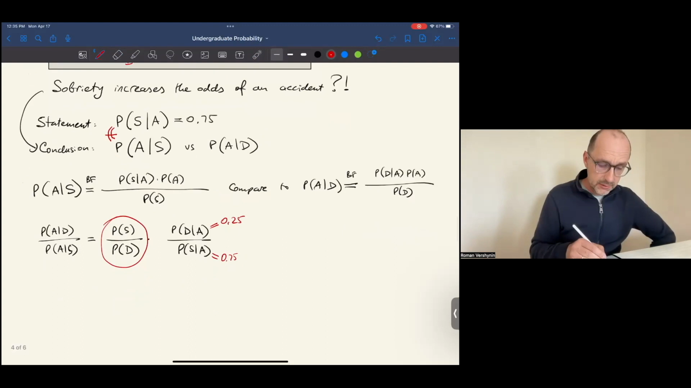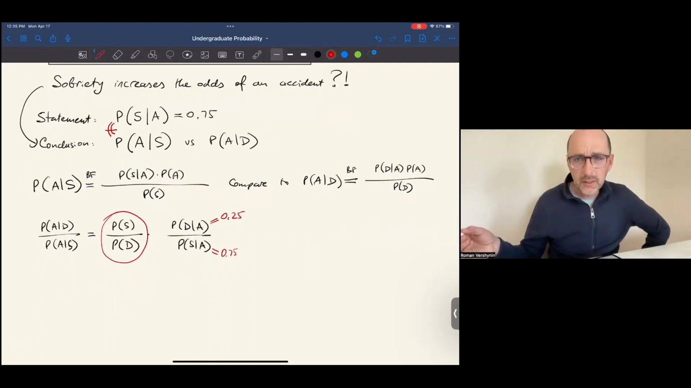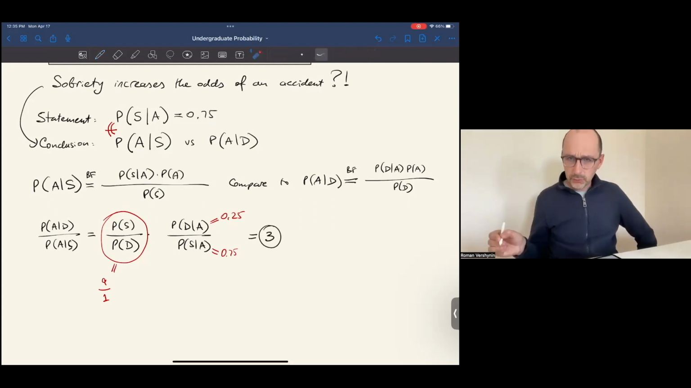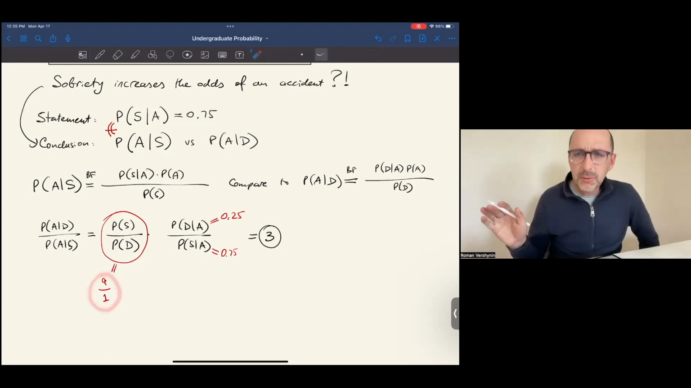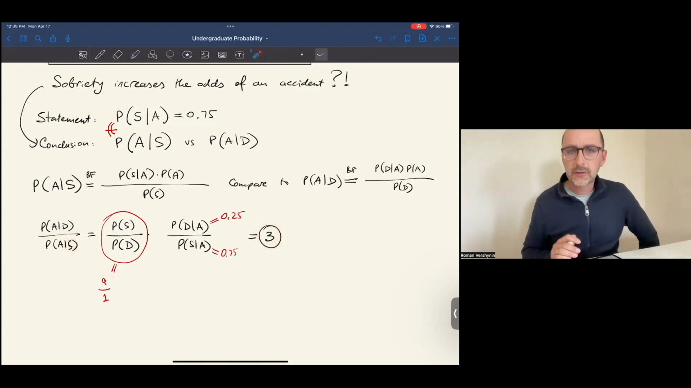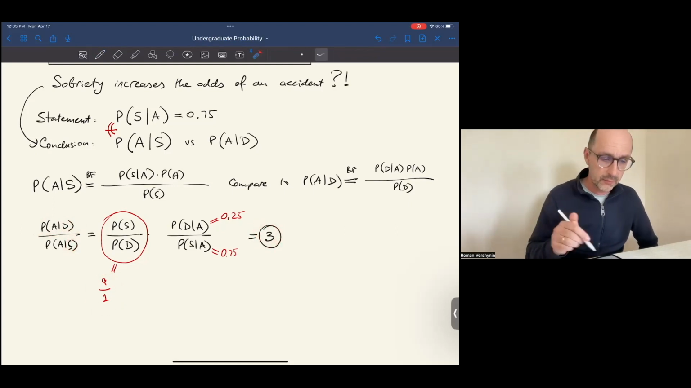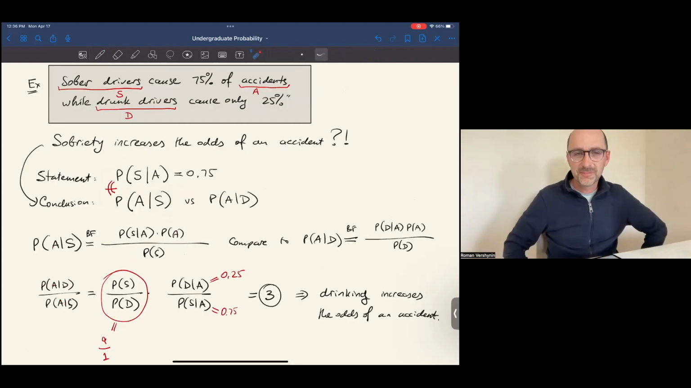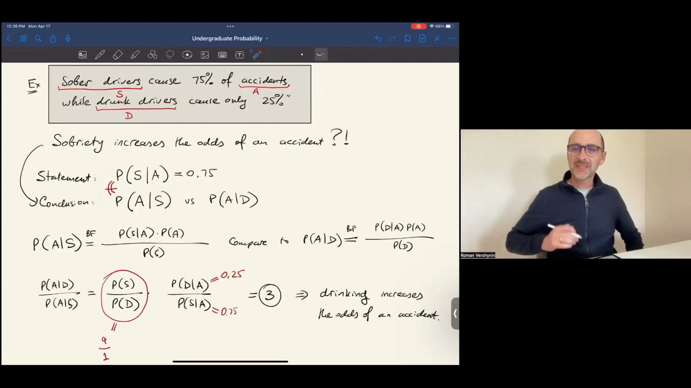What about this one? Let's assume that 1 in 10 drivers is drunk. It's way overkill, hopefully. But assume it's like 9 to 1. In that case, if we compute that, we will get 3. So even if we assume that 10% of all drivers are drunk, even then, being drunk increases the probability of an accident 3 times, not decreases, increases. So it is drinking, not sobriety, that increases the odds of an accident. And that resolves this paradox. Stay with me for the next episode.